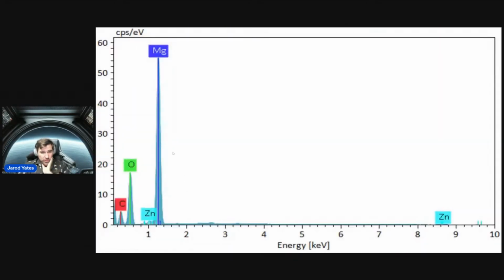Here's looking a little closer at the EDS of that. Carbon, oxygen, zinc, magnesium, zinc. Now over here, there's a little spike on the edge that this image isn't showing, but that is the lead right there that just wasn't being monitored for this particular image, but that's what that spike is.